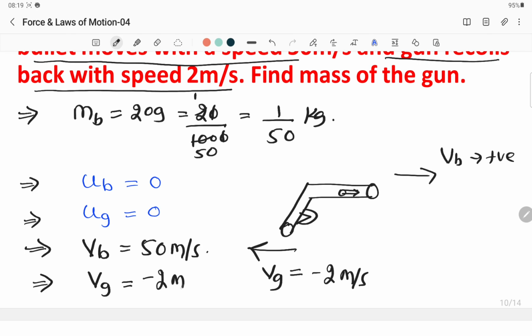So I have to take it as minus 2 meter per second. Correct? So that we get the mass in positive. If you don't take this as negative, if you take it as positive, then mass will come out negative. So mass cannot be negative. Then with this calculation it becomes wrong, no? So that's why we have to be careful while taking this, whether it is plus or minus. So it has to be taken very carefully.